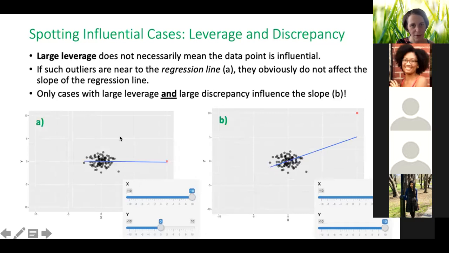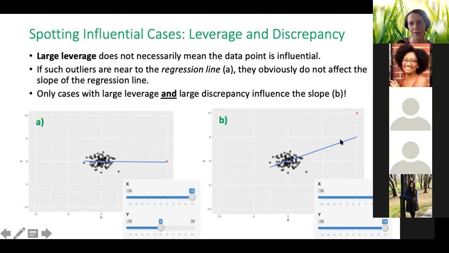In the same way, a large leverage, basically an X value that is very far away from the other X values, doesn't necessarily mean that the point is influential. If such outliers are near the regression line, as in this case here, we have a value that is very unusual with respect to the other X values. It's a huge outlier, distant from the data cloud, from this envelope. But it lies almost perfectly on the regression line, so it has absolutely no influence. It does not change the regression parameters. This is not an influential case.